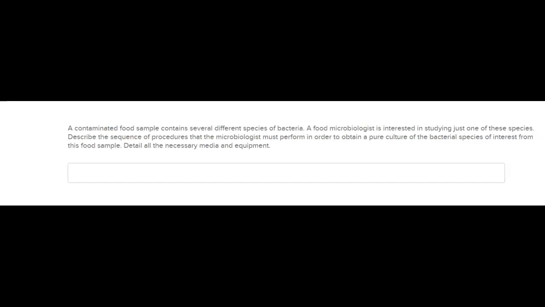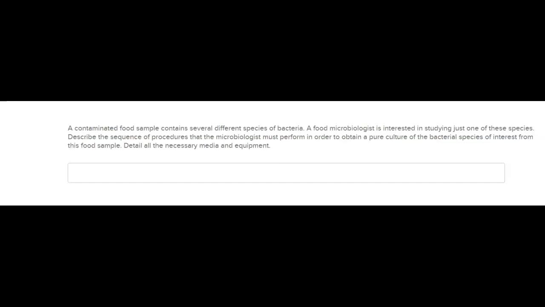There's a contaminated food sample. A microbiologist wants to study one of them. How would a microbiologist do that to get a pure culture of just the one? So, obviously we're talking about the 6 I's, but be careful. They don't necessarily go in order. It's used in terms of their application.